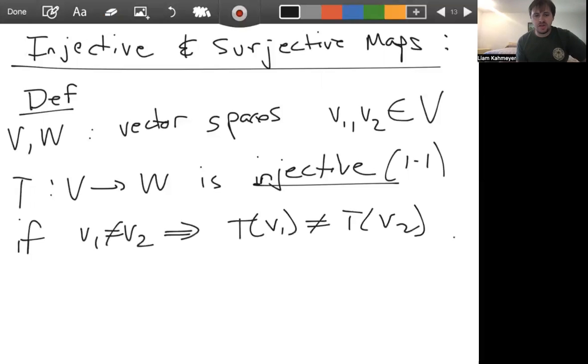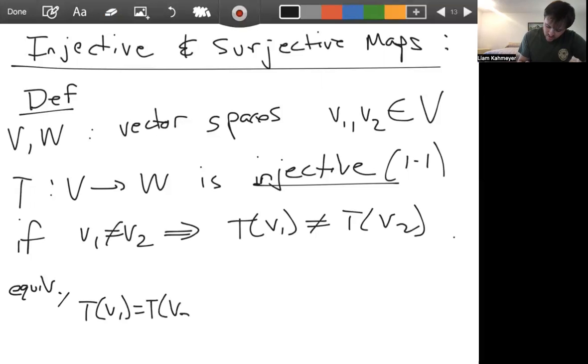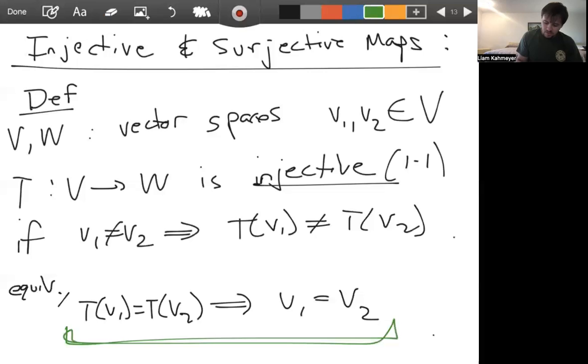We're used to the contrapositive of this last implication, so equivalently, if T of V1 is equal to T of V2, that implies that V1 equals V2. This is the criterion we're much more used to working with to prove injectivity. If you have two points in the image that are equal, then the point that those two points were mapped from must be the same point.